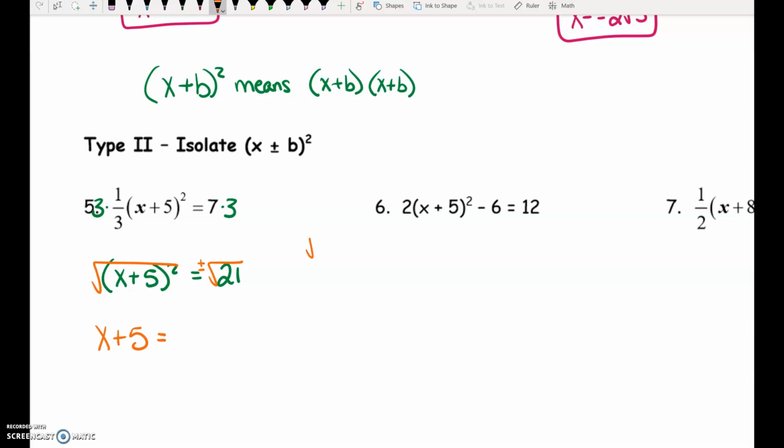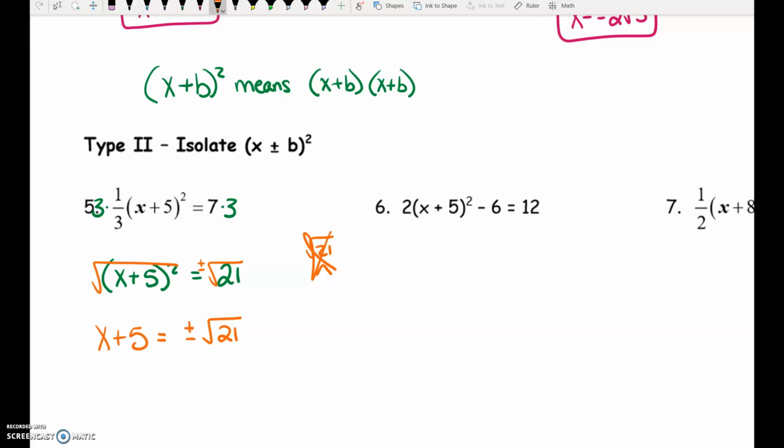Off to the side, I would try to simplify the square root of 21. Can we split up the square root of 21? 16, no. 9, no. 4, nope. It is already simplified. So we have x plus 5 equals plus or minus the square root of 21.